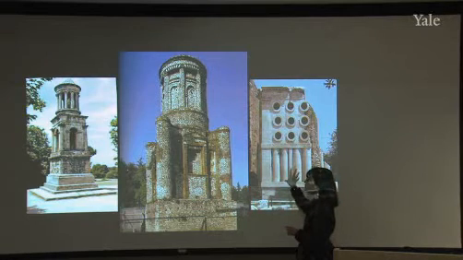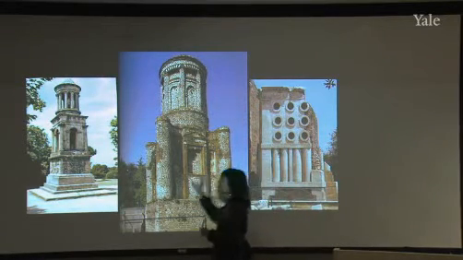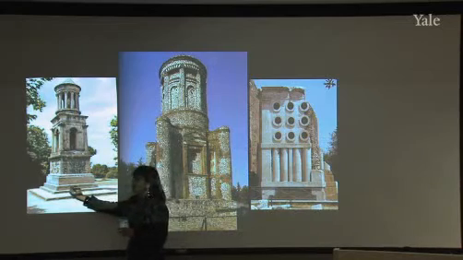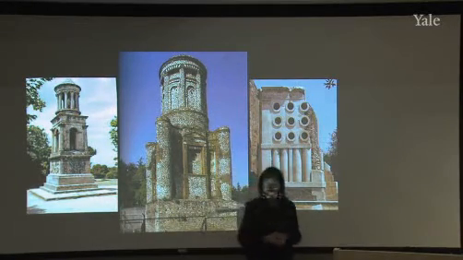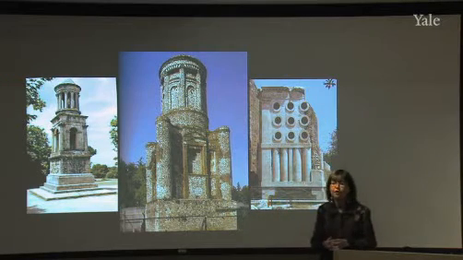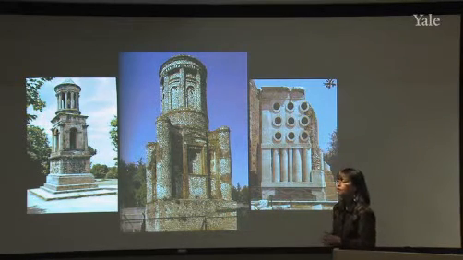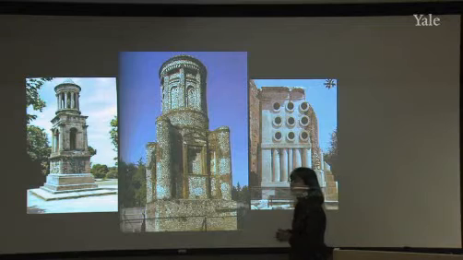The great cylinders of the tomb of Eurysaces. But it is more similar, actually, to this one, because the Julii monument and also La Conocchia are examples of what we call the tower tomb type. The tower tomb type is taller than it is wide.